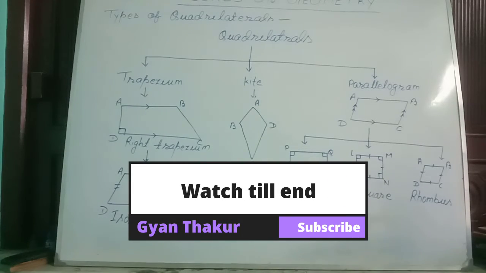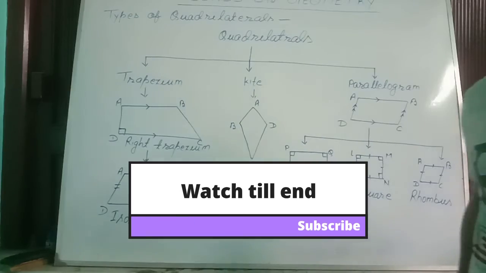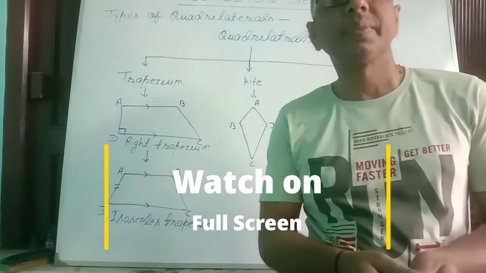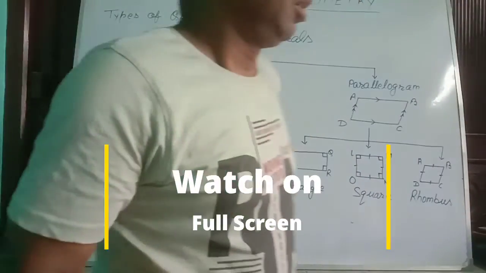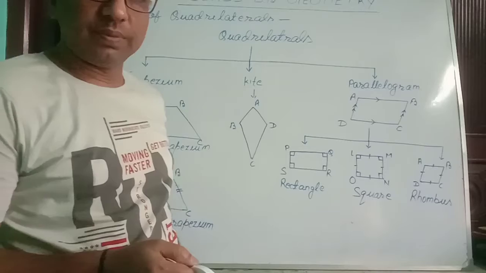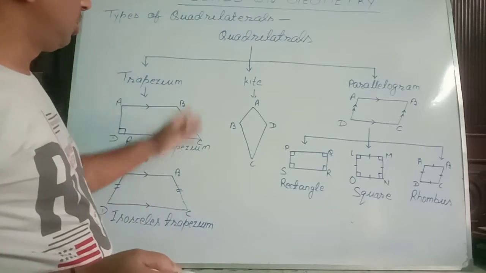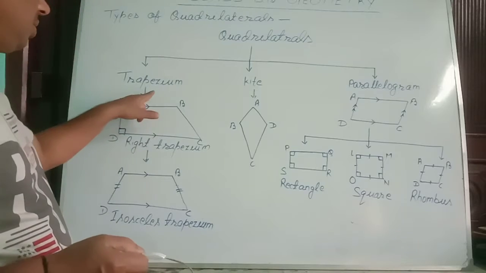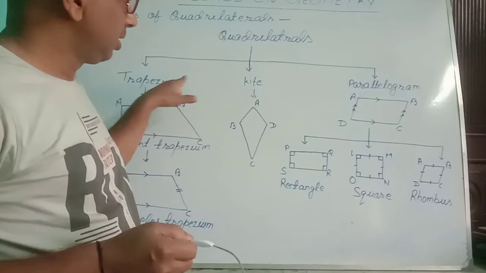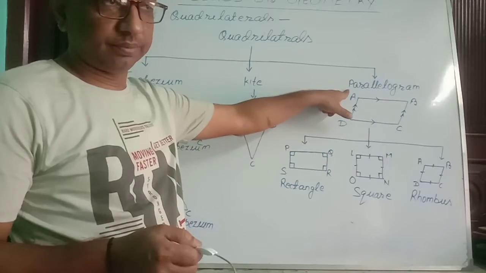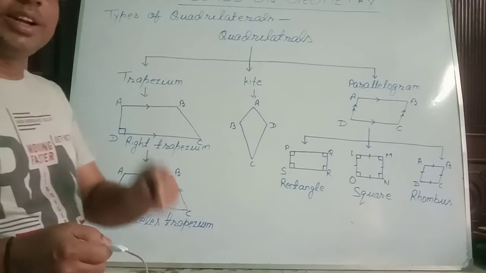In this period of geometry, I am teaching the topics that were already taught in the live class. The topic was types of quadrilaterals. These quadrilaterals are classified into three. First is the trapezium, second is the kite, third is the parallelogram. There are two kinds of trapezium.